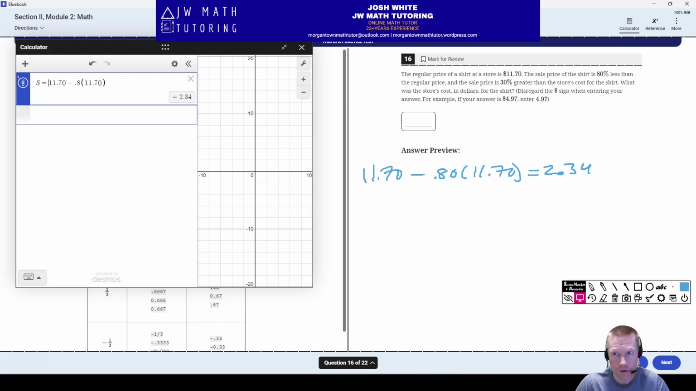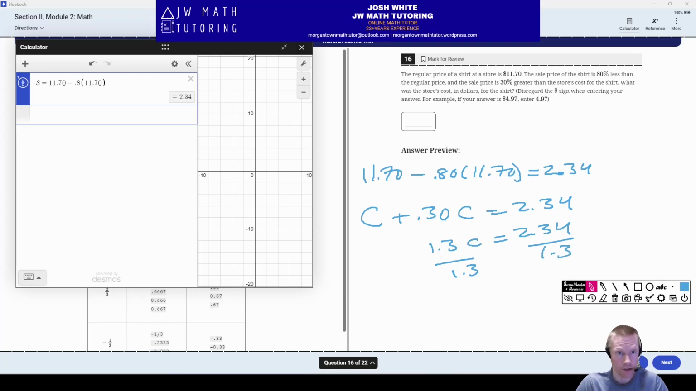Now, here's the thing that's tricky. The sale price is 30% greater than the cost. So the way you have to set up the equation, the way you have to think about this, is the cost of the shirt, C, 30% more than that, i.e. the cost plus 30% of the cost, is what's equal to the 234. Or in other words, 1.3 times the cost is equal to the 234. So the way you find the cost is just dividing the 234 by 1.3. That's going to come out to $180.